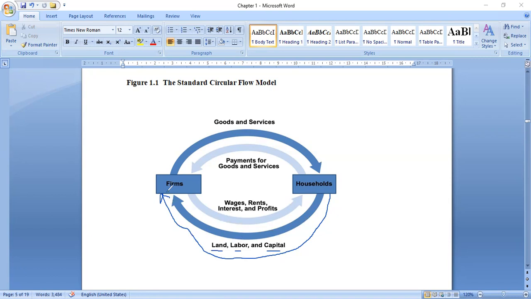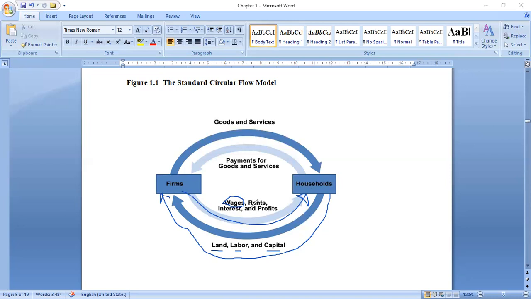And in return, these business firms, these employers, will make payments to the factors of production. And what are these payments to the factors of production? For labor, it will be wages. For example, if these households or individuals are working in this factory as employees, they will be paid wages, they will be paid salary, right? And if, for example, they are selling land, at the end of the day, they are going to be paid rent, isn't it?